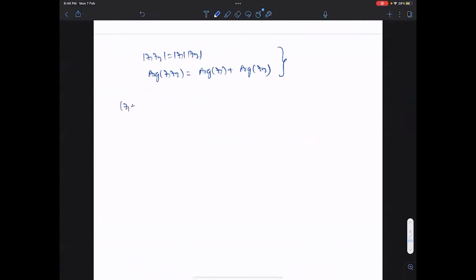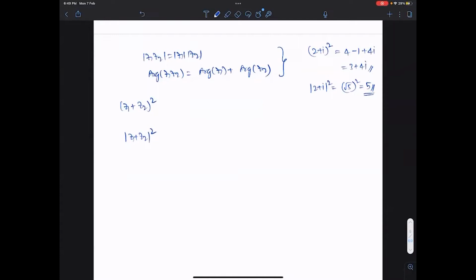There is a difference between (z1 plus z2) whole square and modulus of (z1 plus z2) whole square. For example, (2 plus i) whole square: you write it as a square plus b square, b square is minus 1, plus 2ab, 4i. It is 3 plus 4i. Whereas mod of (2 plus i) whole square: mod of 2 plus i is root 5, root 5 square is 5. So both are different. One is always a real number, the other is a complex number.